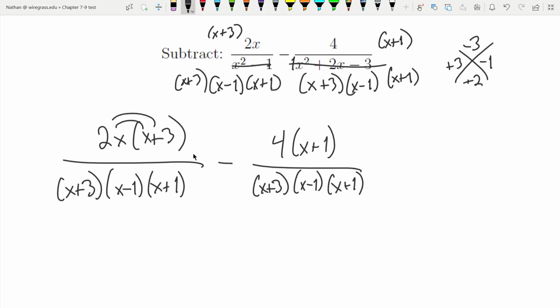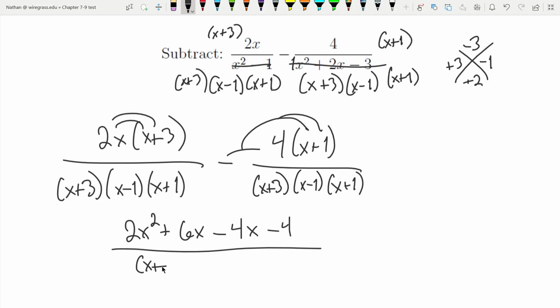I'm going to distribute that, and then I'm going to distribute the negative. I'm going to multiply the negative and the 4 together, and then distribute that into these two things. And then I'm going to add the numerators together. So it's going to be 2x squared plus 6x minus 4x minus 4 all over x plus 3, x minus 1, x plus 1.